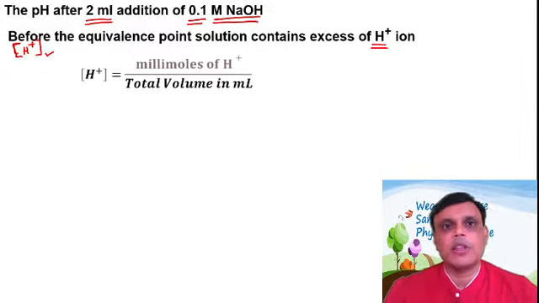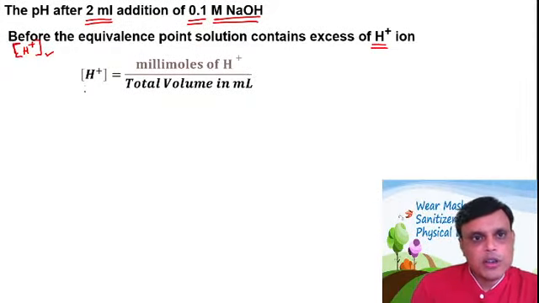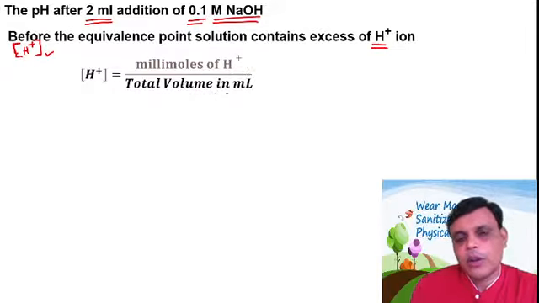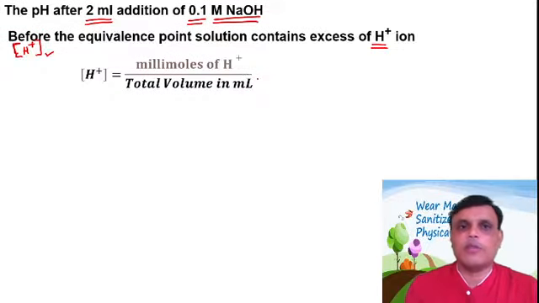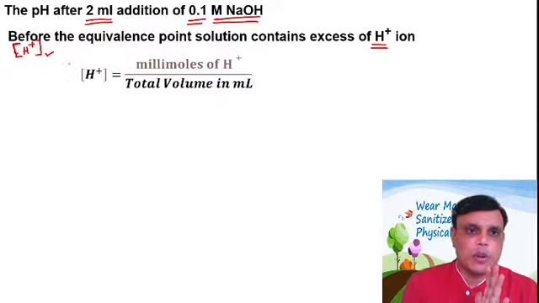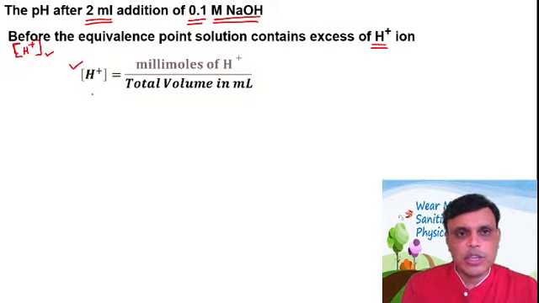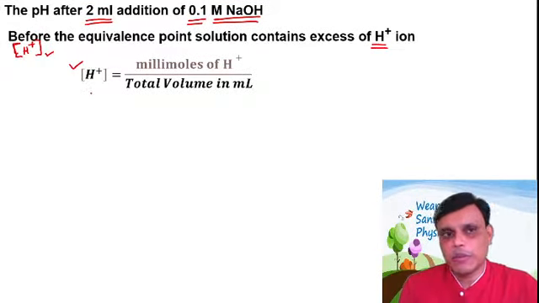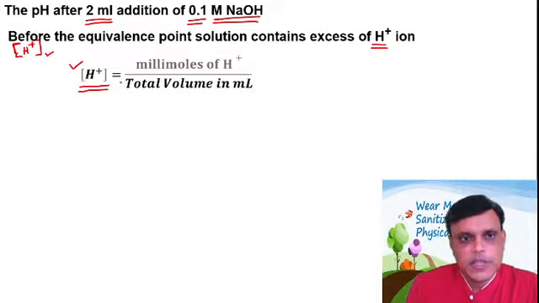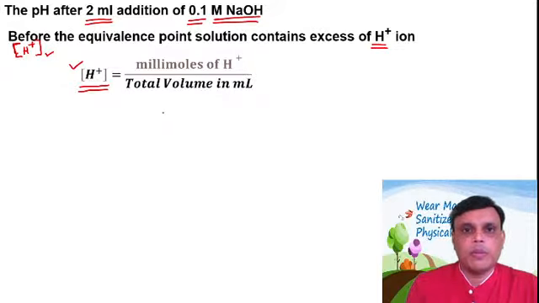One formula is there. Concentration of H plus ion is equal to millimoles of H plus divided by total volume in ml. By using this formula, you can calculate the concentration of H plus ion. And once you know the concentration of H plus ion, you can calculate the pH, because pH is equal to negative log of H plus ion concentration. So first we have to calculate the millimoles of H plus, or concentration of H plus ion, which is equal to millimoles of H plus divided by total volume in ml.